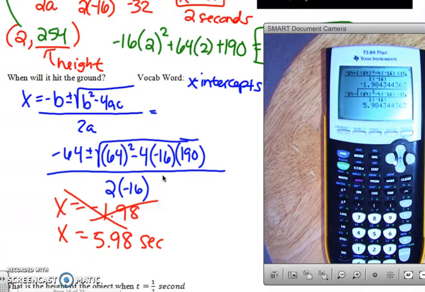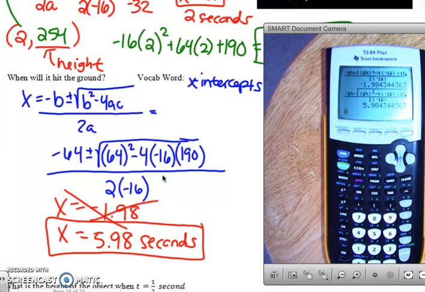And that makes sense because you can have positive seconds. Okay? So that ball is going to hit the ground at approximately 6 seconds. You could say 5.98 seconds, doesn't really matter. Okay? So that is how you use your calculator for a shortcut on saving time with that quadratic formula.